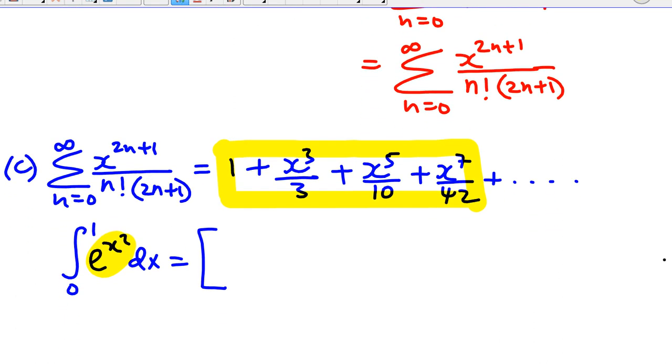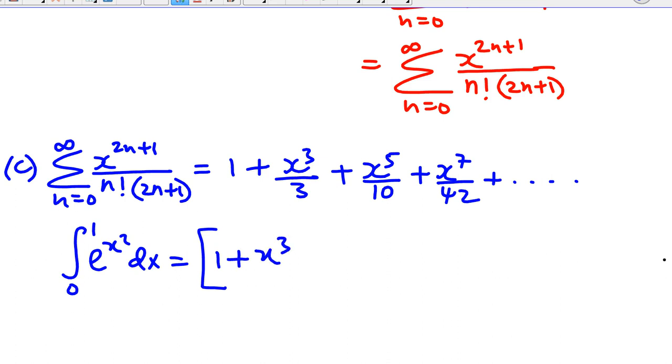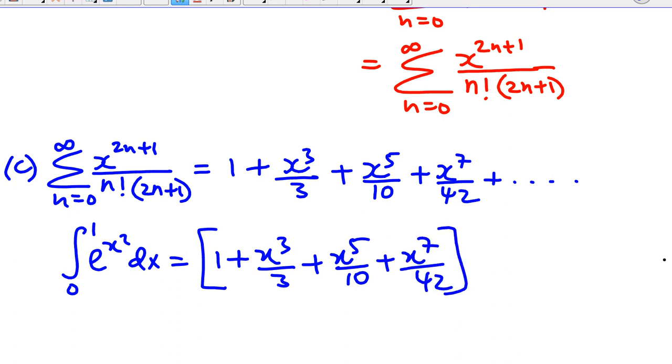So going back here, sorry. The integral can be represented by that. What I'm going to do is plug in those representations in here: 1 plus x cubed over 3 plus x to the power 5 over 10 plus x to the power 7 over 42. And our limits are 0, 1.